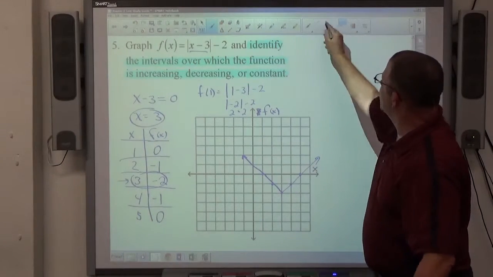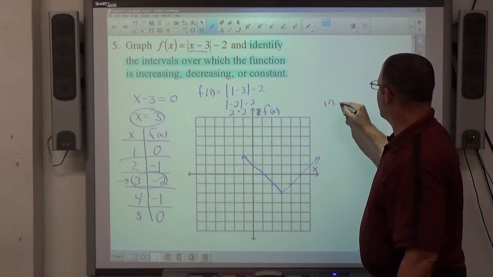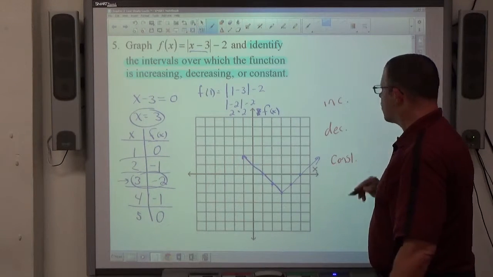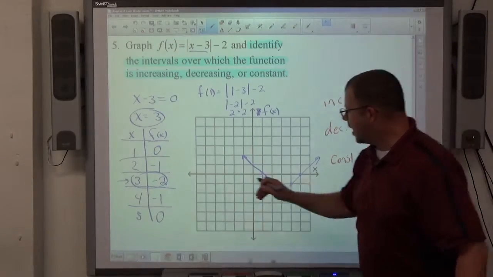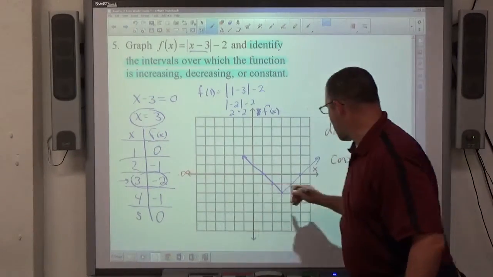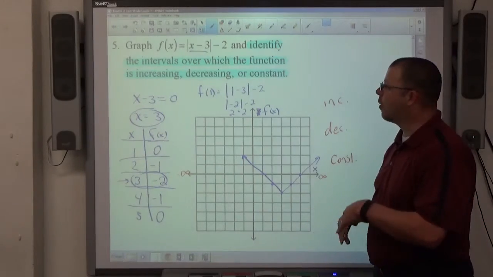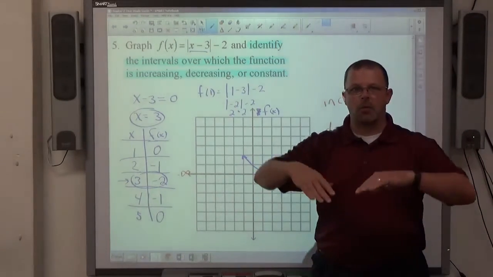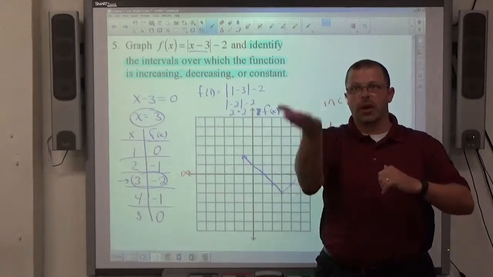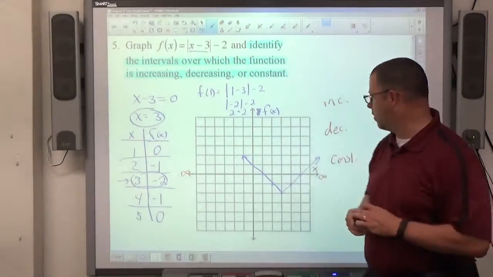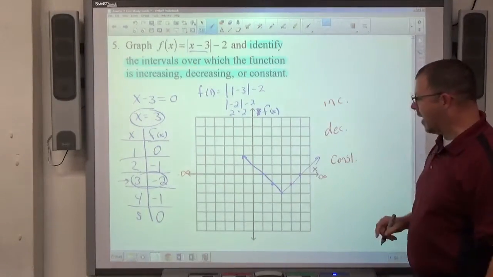All right. As far as the second part, it says increasing, decreasing, and constant. The question's asking about intervals. Intervals begin at negative infinity and end at positive infinity. And they're all about x. They don't matter about y. What matters about y is it's going up or down. It's increasing, going up, decreasing, going down, constant, staying flat. That's how y factors into it. The intervals we're listing, though, have to do with x.